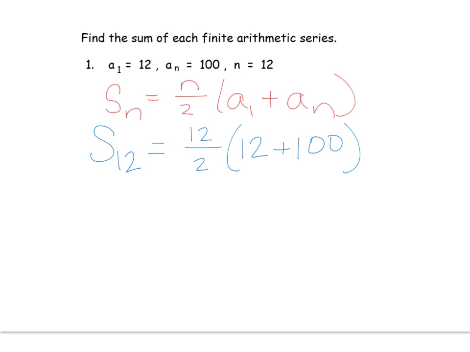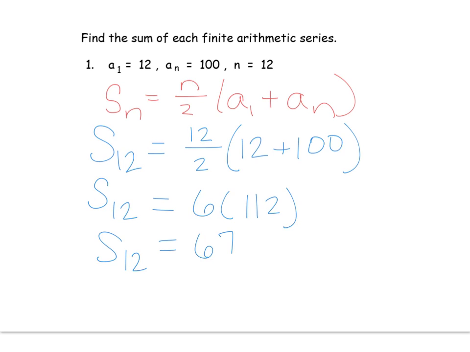So, this is something that can go straight into the calculator. Calculator is smart enough to handle it, but let's think through it a little bit. 12 divided by 2 is 6, and 12 plus 100 is 112. So really, we're going to multiply 6 times 112 to get our sum. So that sum is 672. So the sum of those 12 numbers in this finite arithmetic series is 672.